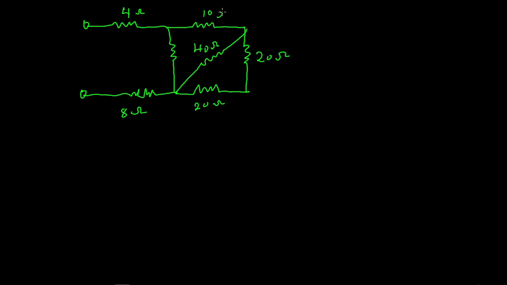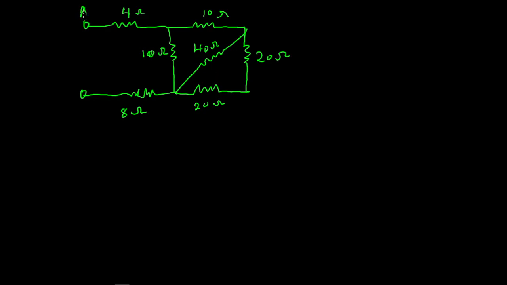This should be 10 ohms, and this also 10 ohms. Now, if we have a circuit like this, how do we find the effective resistance of this circuit? As I've said earlier, it is more advisable to redraw the circuit like this.